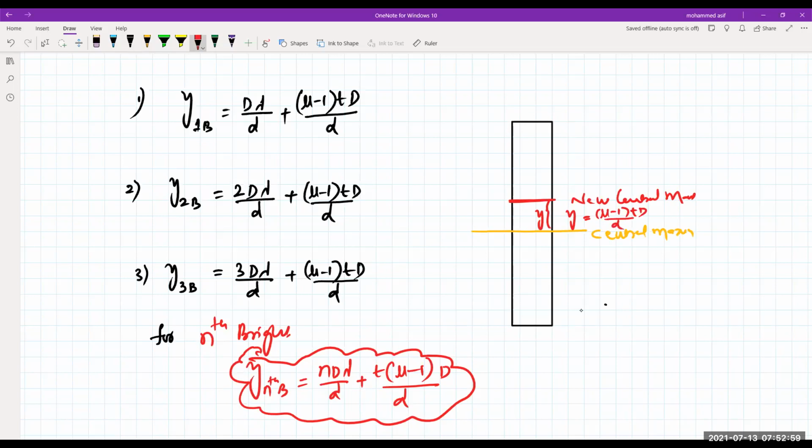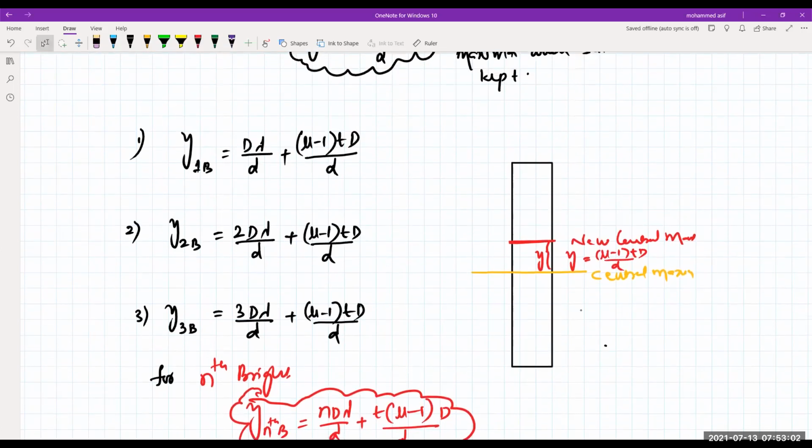So now this is your central maxima. From this central maxima, the first bright will be somewhere here. So this is your first bright, isn't it? This will be your new first bright. The next one is your second bright, the next one is your third bright, then the next one is your fourth bright, like this.